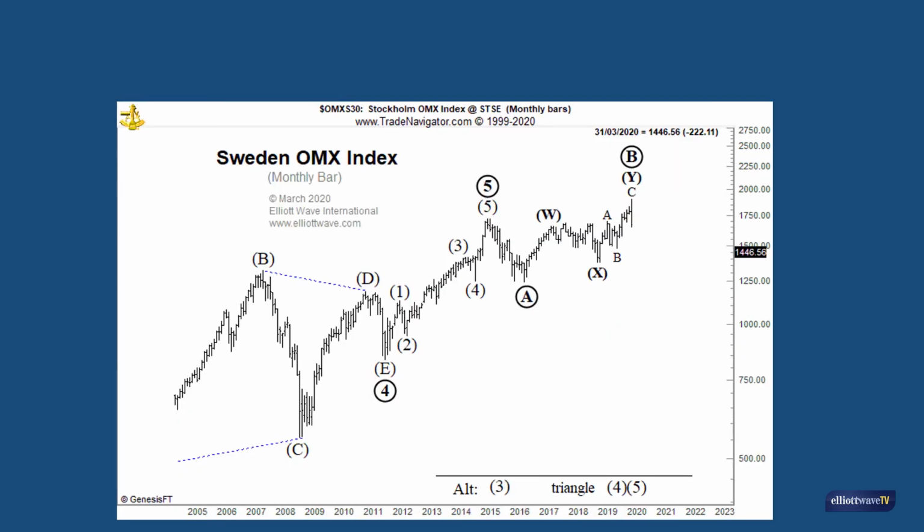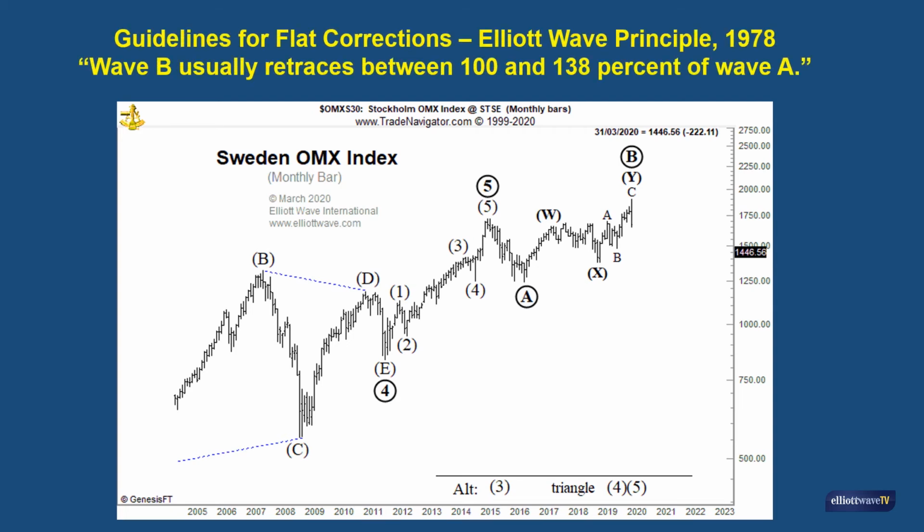One reason why we were quite sure of the new bearish wave count stems from a guideline for flat corrections published in Frost and Prechter's Elliott Wave Principle of 1978, stating that wave B usually retraces between 100 and 138% of wave A. Well, in the OMX, the swift reversal lower had occurred from a point where wave B under this wave count equaled exactly a Fibonacci 138.2% of wave A.